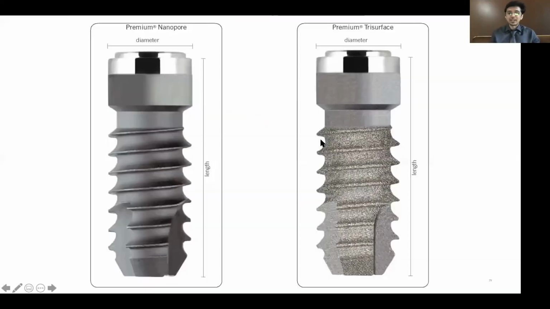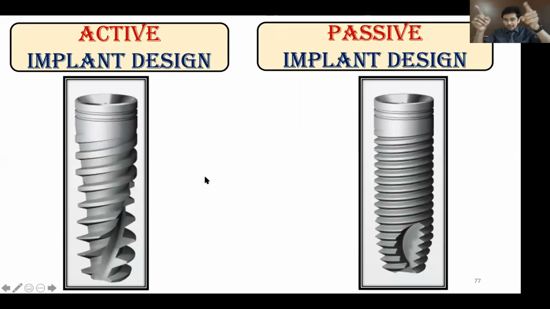Fine. So, with regard to active and passive, active is a thread design where threads are deeper and further apart. That is active. Passive threads are not so deep and they are closer together. Thread pitch is less. That is passive thread design.